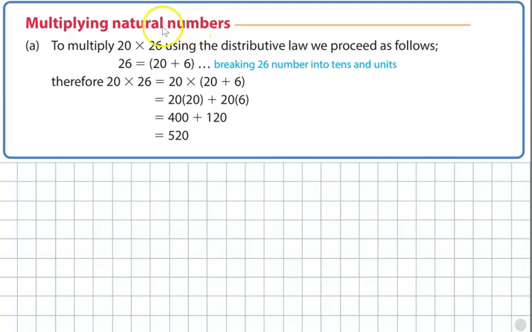Multiplying natural numbers. To multiply 20 by 26 using the distributive law, we proceed as follows. 26 can be broken down into 20 plus 6. So breaking the 26 into tens and units. Therefore, 20 times 26 is equal to 20 times (20 plus 6). So it's going to be 20 times 20 and then 20 times 6. And 20 times 20 is 400, and 20 times 6 is 120, and 400 plus 120 is 520.